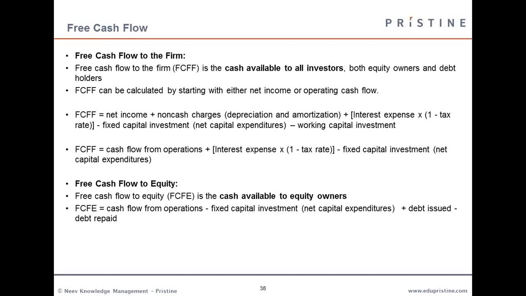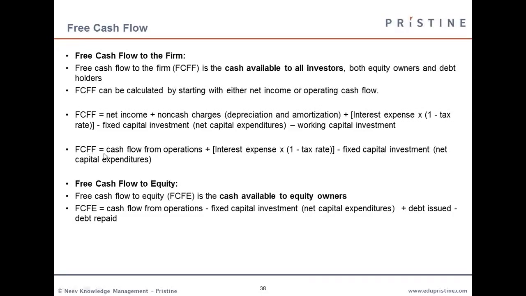Finally, free cash flow is the amount that is available to all the investors, both the equity owners and the debt holders. When you find the final cash flow, you make some changes to it to find the free cash flow to the firm and the free cash flow to the equity. The free cash flow to the equity, FCFE, is the cash available only to equity owners, while the FCFF is the cash available to all the investors, both the equity owners and the debt holders.